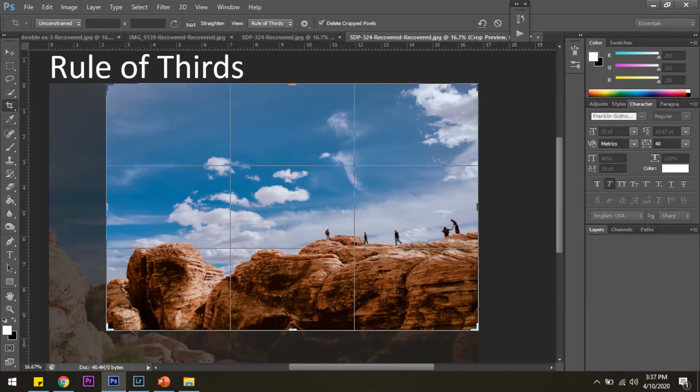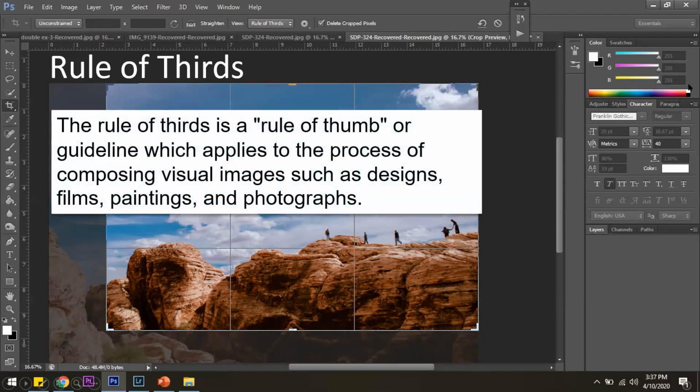So, to continue, the rule of thirds, here is the definition of that. Familiar, but I don't know how to use it much. That's fine. So, this is the definition of our rule of thirds. The rule of thirds is a rule of thumb, meaning it's the most basic. This is a guideline which applies to the process of composing visual images such as designs, films, paintings, and photographs.